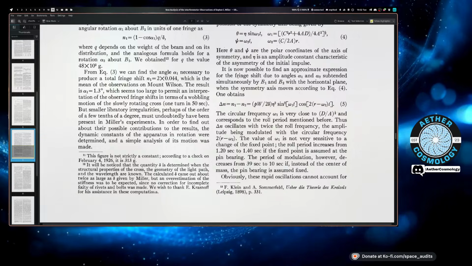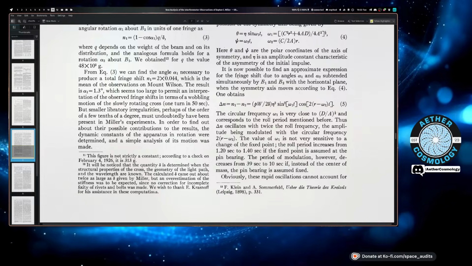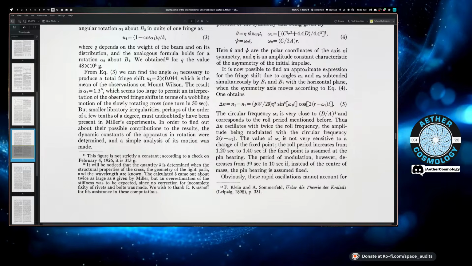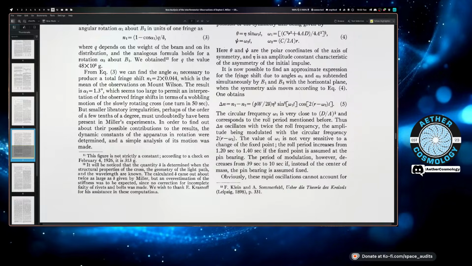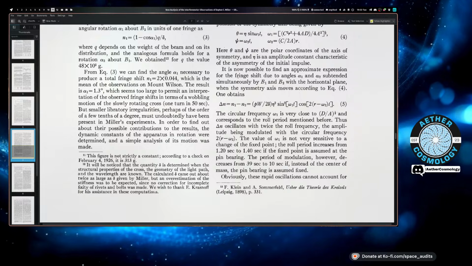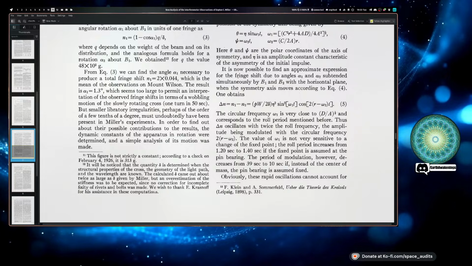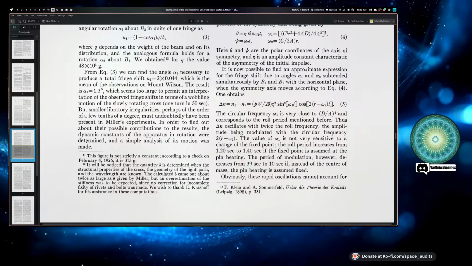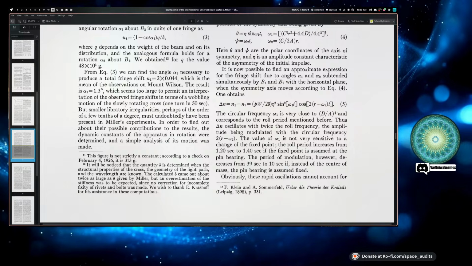The value of omega 1 is not very sensitive to a change of fixed point. The roll period increases from 1.2 seconds to 1.4 seconds if the fixed point is assumed at the pin bearing. The period of modulation, however, decreases from 39 seconds to 10 seconds if, instead of the center of mass, the pin bearing is assumed fixed.